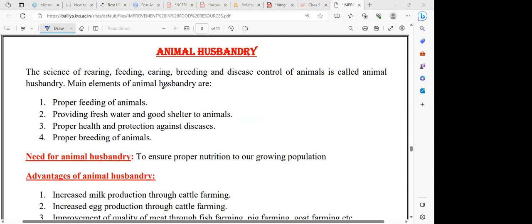Right? Yes. So animal husbandry, ma'am, what is this? The science of rearing, feeding, caring, breeding, and disease control of animals is called animal husbandry. Right? First of all, you should properly feed the animals, providing them fresh water and good shelter, proper health care and protection against diseases, and proper breeding of animals, right?